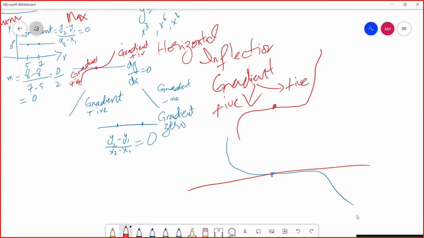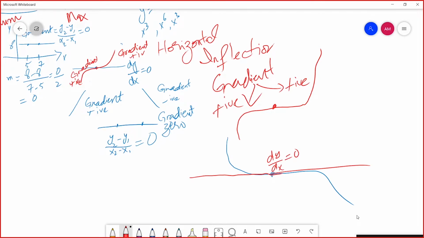Let me have a horizontal line. So what is dy upon dx at that point? It is 0, because it's horizontal, right? I would just write it over that point. So here dy upon dx is equal to 0.